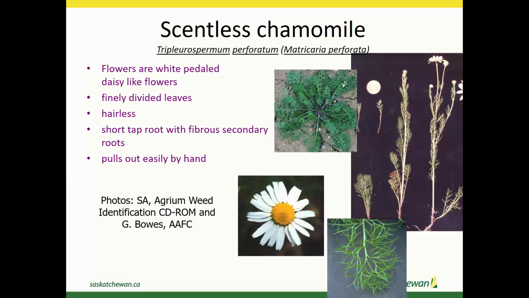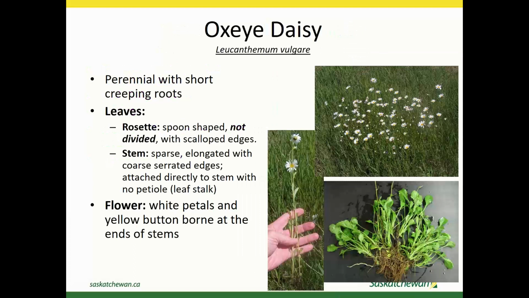If we want to contrast that with Oxeye Daisy, Oxeye Daisy is a perennial with short creeping roots, and you can kind of see in the bottom there's one creeping root sticking out on the bottom left of that rosette there. The rosette leaves are spoon-shaped. They're not divided at all like Scentless Chamomile, with scalloped edges. So rather than serrations where you've got points to them, they have rounded scallops that go around the leaf edges on the rosette.